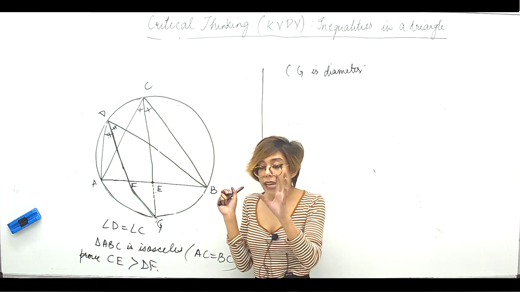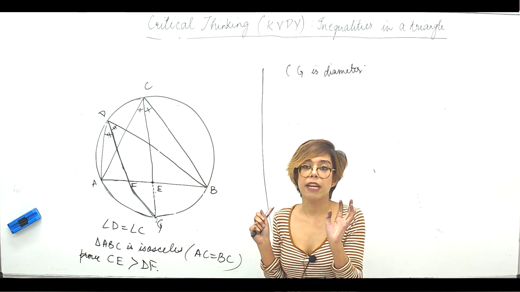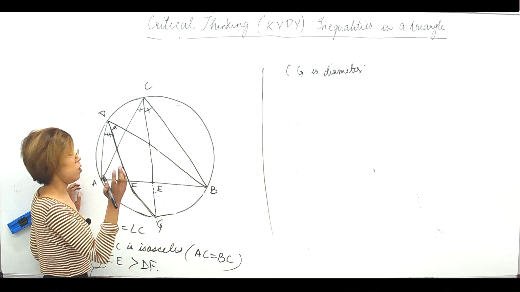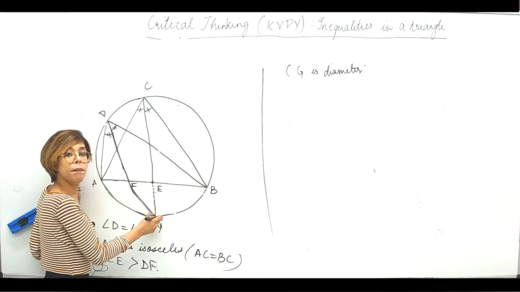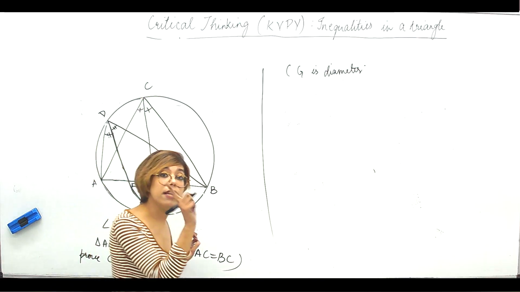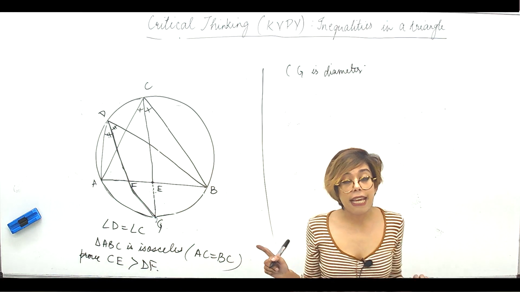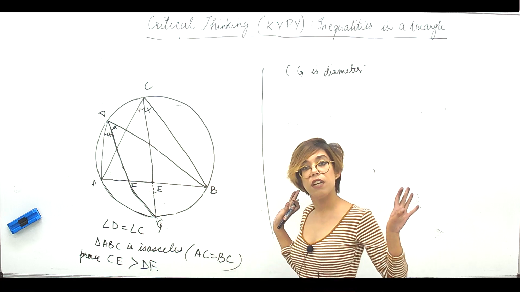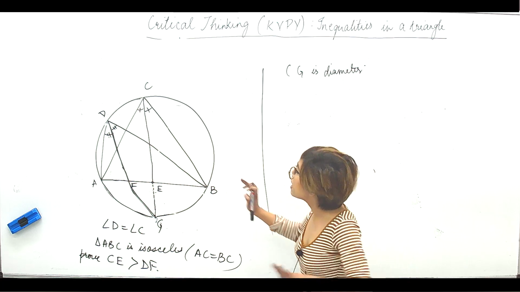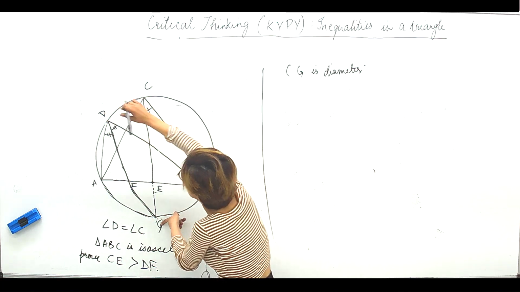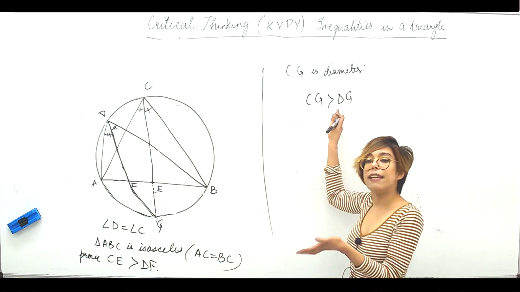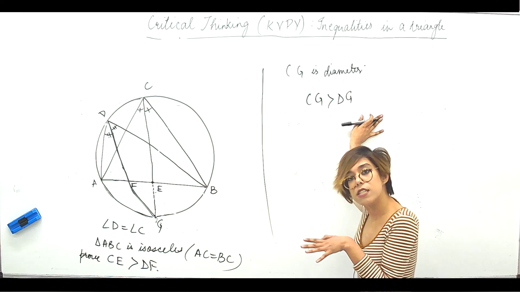Okay. Now, what inequalities do I know? First of all, write that. Now, can I say, no, what can I say? I know that CG is the diameter. And diameter is the longest chord. It is longer than any other chord. Now, clearly, DG is the chord, right? So, can I say that CG will be greater than DG? Diameter is always greater than any other chord, right?